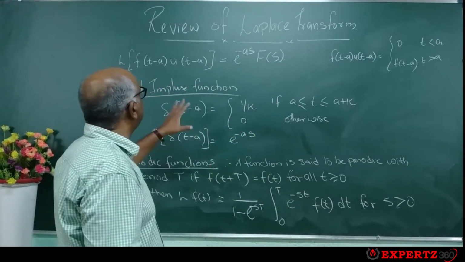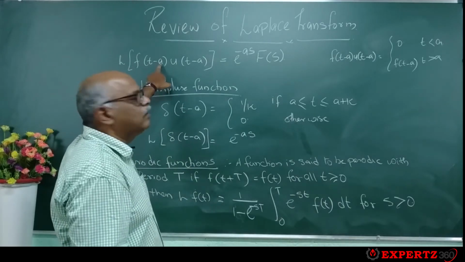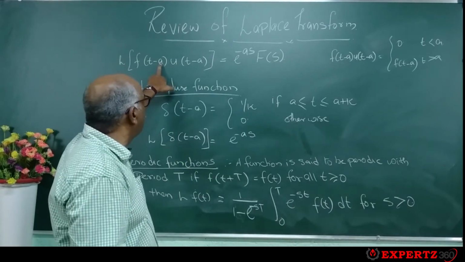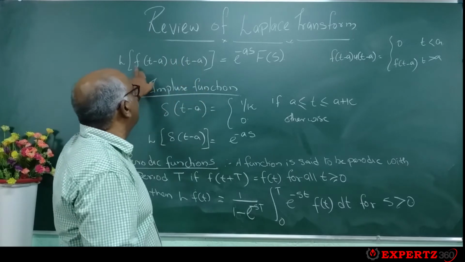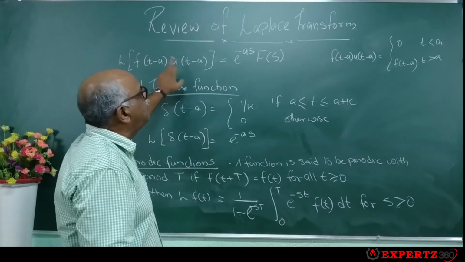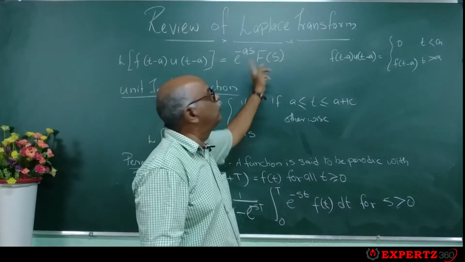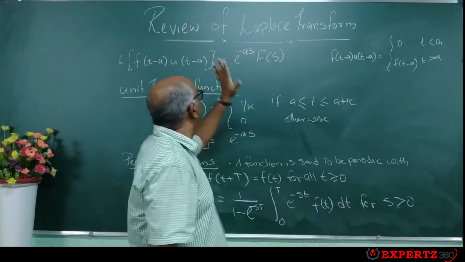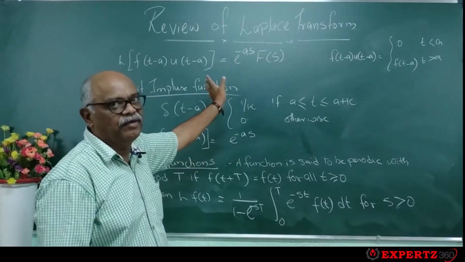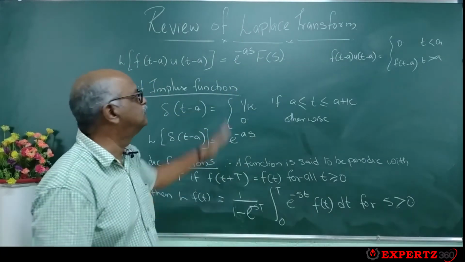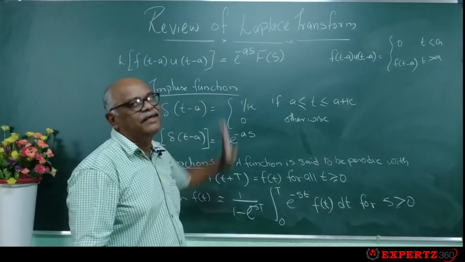Suppose a is equal to 0. Then it is f of t into u of t, and e raised to 0 is 1, so it is F of s. So for f of t into u of t, where u of t is the unit step function, you get F of s.